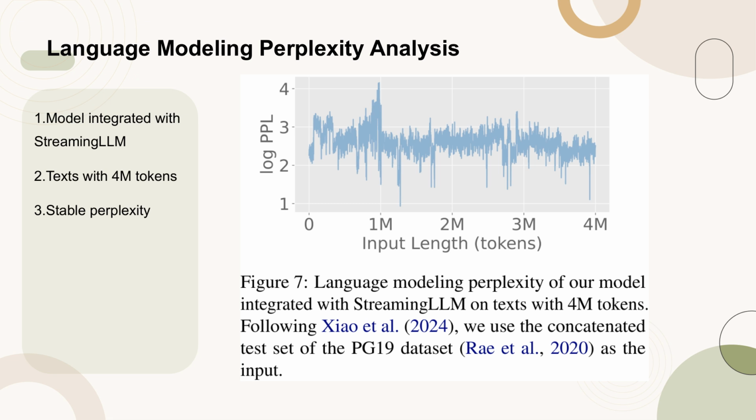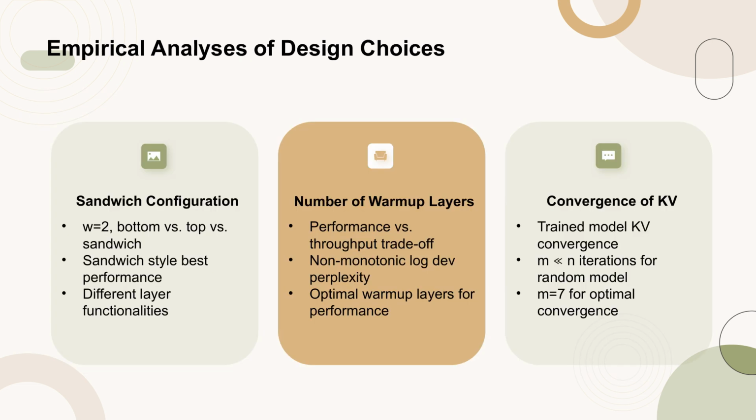Figure 7 illustrates the language modeling perplexity of our model integrated with Streaming LLM on text containing 4 million tokens. The analysis follows the methodology of Xiao et al., 2024, utilizing the concatenated test set from the PG19 dataset, Rae et al., 2020. The key observation is that the integrated model maintains a stable perplexity, indicating effective processing of the input data. In this section, we empirically analyze the design choices in our method.